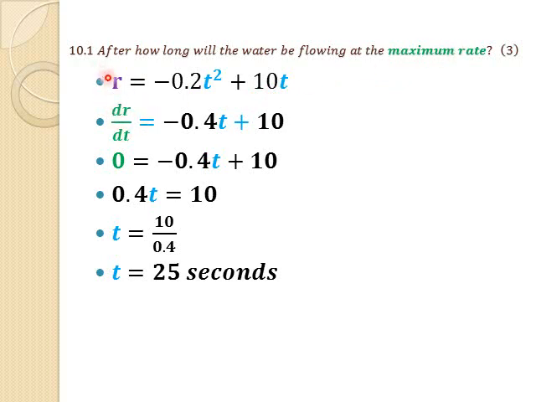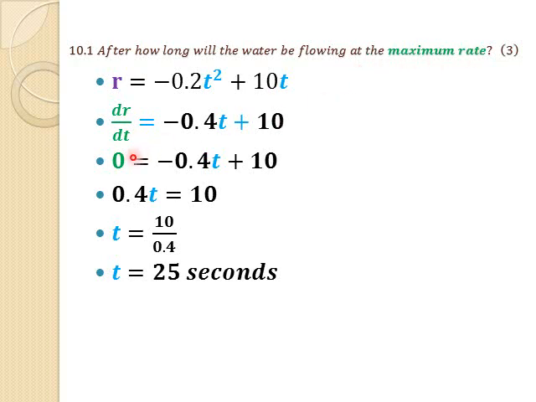I differentiate R with respect to T. So 2 times negative 0,2 gives me negative 0,4. 2 minus 1 leaves T to the power 1. 1 times 10 stays 10. 1 minus 1 is 0, so T to the power 0 falls away.